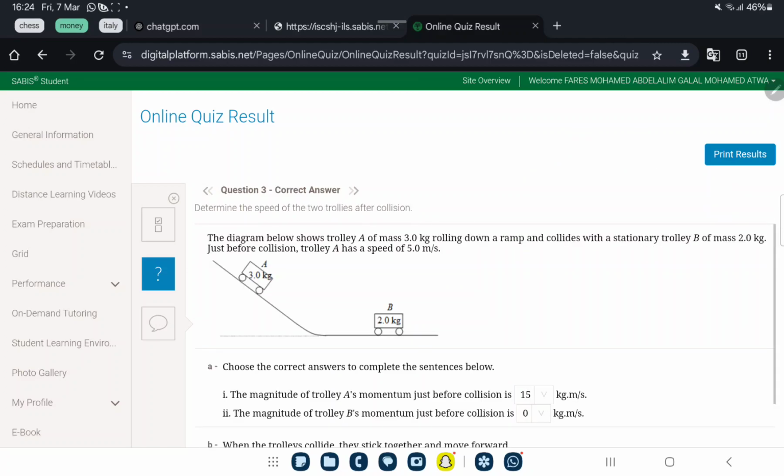Here trolley A is mass of 3 and trolley B is 2 kilograms. Just before collision, trolley A has a speed of 5. So they want the magnitude of momentum just before collision. P is mv, m is 3, v is 5, so 15. And the magnitude of trolley B's momentum, speed was 0 because it's stationary, so it's mv, v is 0, so 2 times 0 is 0.